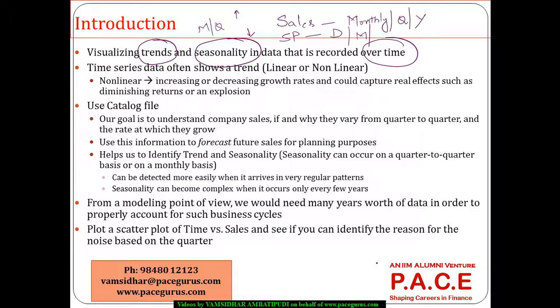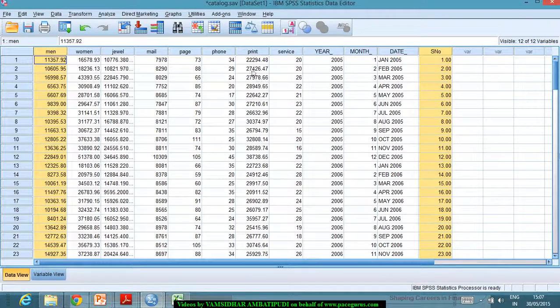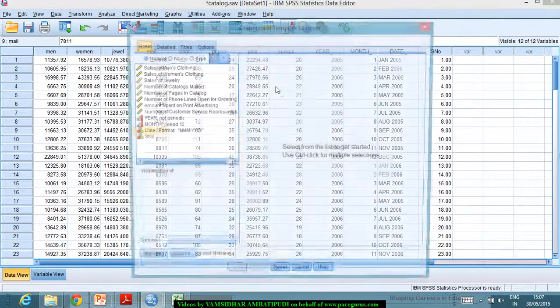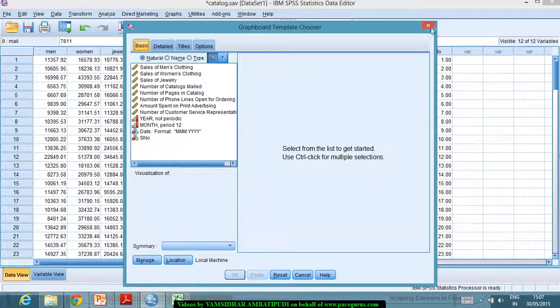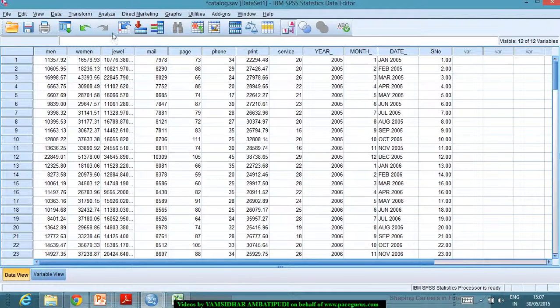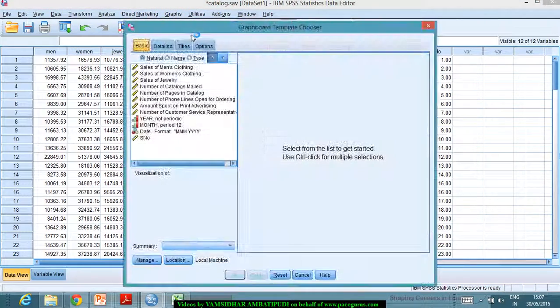Or I may look at checking out for the seasonality in it by doing a small alteration to it. We'll try to look at it. So the time series data often shows a trend. Now let's look at that. Probably if I am doing a simple scatter plot, I'll go into this graph template chooser, wherein I'll choose serial number. First of all, I need to choose it as a scale variable. So once I choose that, I can very well go into my graph.